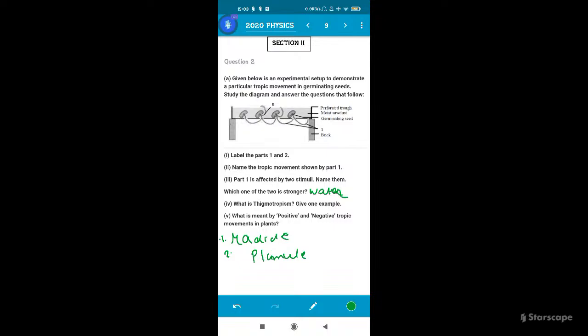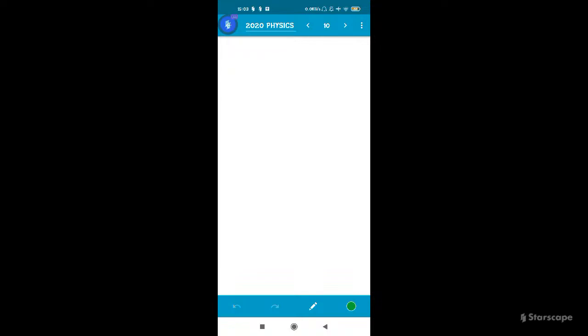Now your next question is: what is meant by positive and negative tropic movement in plants? Whenever we say that a root is positively geotropic but negatively phototropic, what does it mean? Negative means the plant is not showing a response to that particular stimulus, or the plant is moving away from that stimulus. Positive means movement towards the stimulus, and negative means movement away from the stimulus. So this is what you had to write.